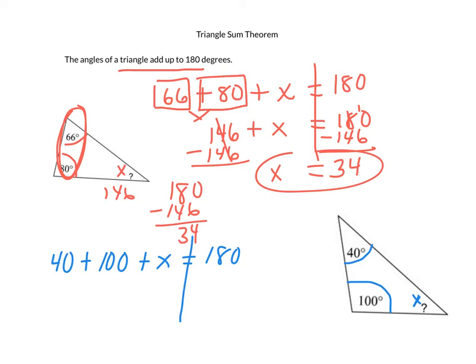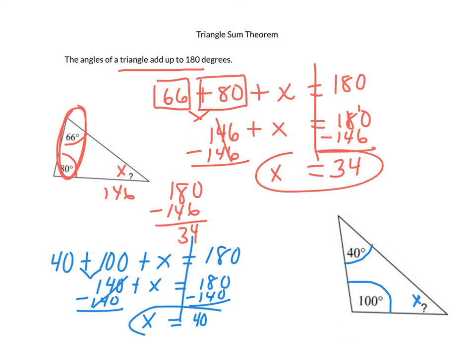All right, again, I'm going to combine my like terms. 100 plus 40 gives me 140. And so now I need to bring that 140 across the equal sign, across the wall. The 140 is positive, means it's being added, so I need to subtract it to remove it from the left. And I also need to subtract it from the right. On the left-hand side, all I have left over is my x, and 180 minus 140 gives me 40 degrees.